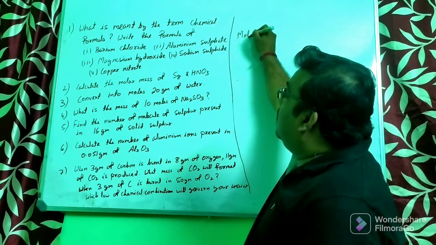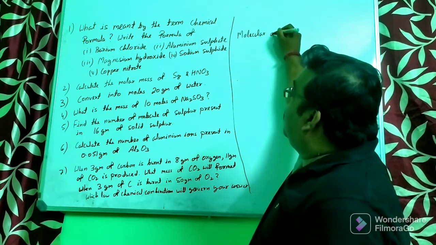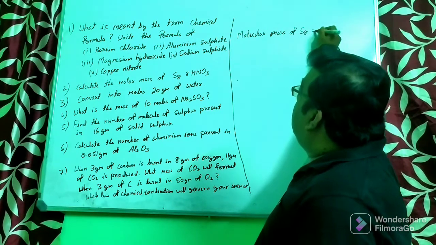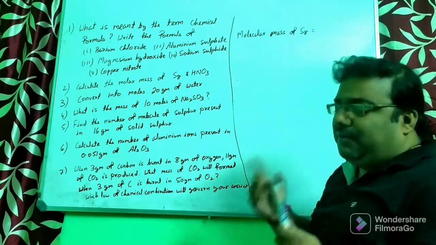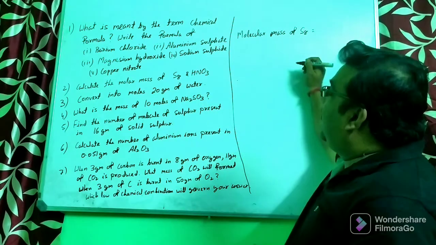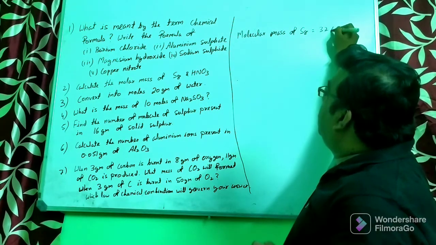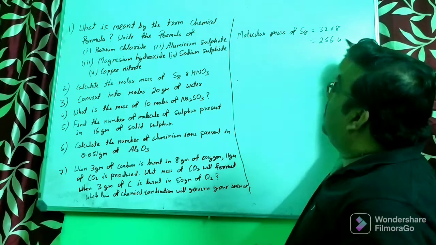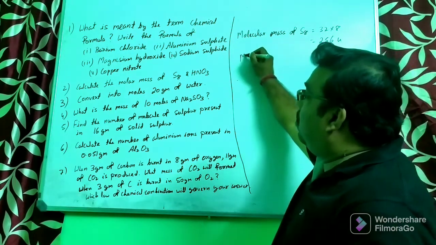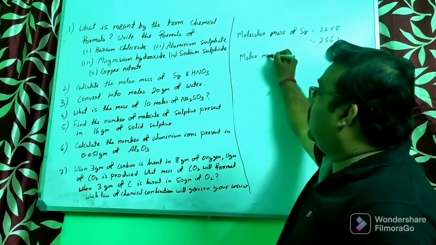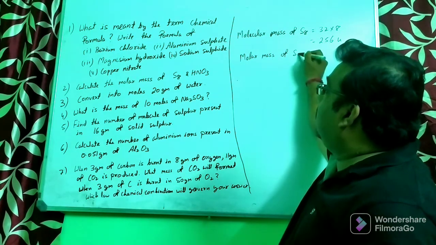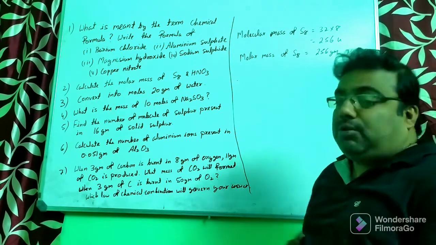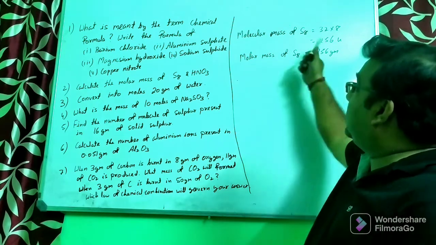The molecular mass of S8: the atomic mass of sulfur will be given in your question. One atom of sulfur has 32, so 8 atoms means 32 into 8. That will be 256 u. But if you write it in gram, the molar mass of S8 is equal to 256 gram. Is it okay? When you write the mass in gram, that is the molar mass.